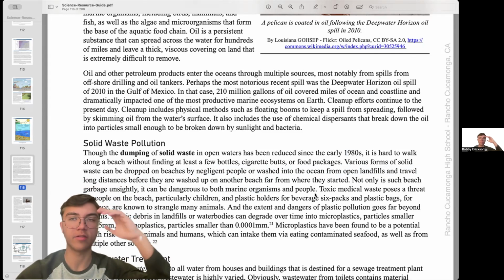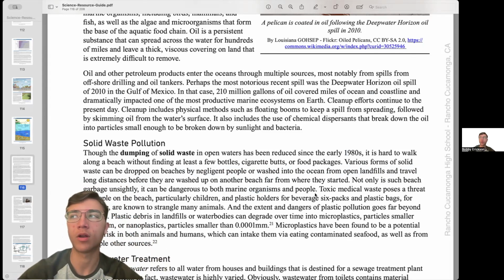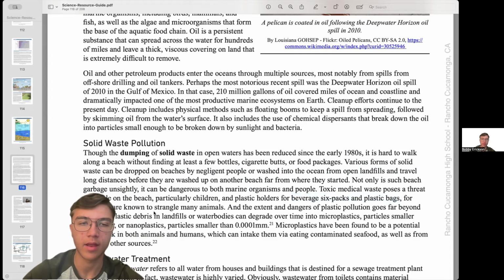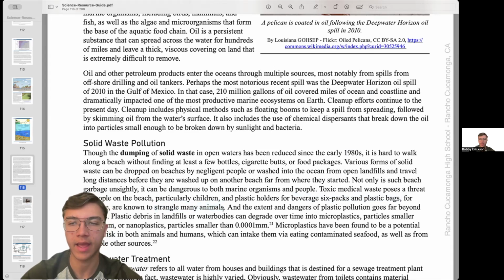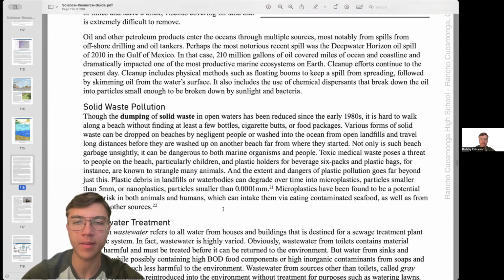So this is standard stuff. When you think of water pollution, you don't just think of oil, you don't just think of chemicals, you also think of solid waste, all the plastic that can be inside of water. These can actually pose a threat to children and animals, such as beverage six-pack rings and plastic bags that are strange to many animals, and so this can hurt them.